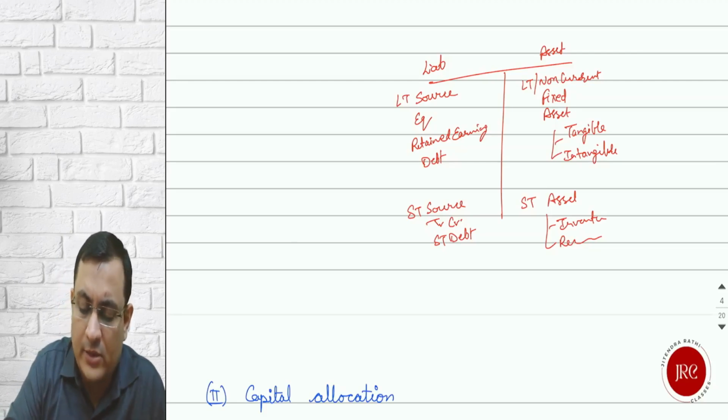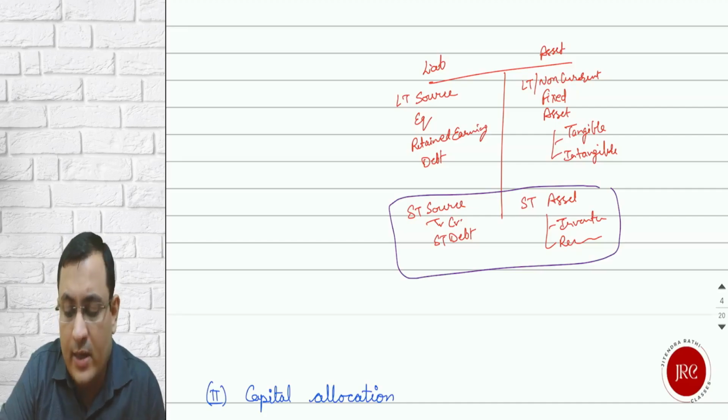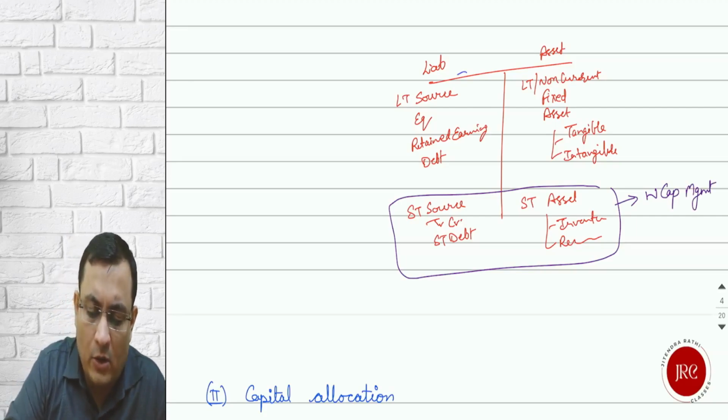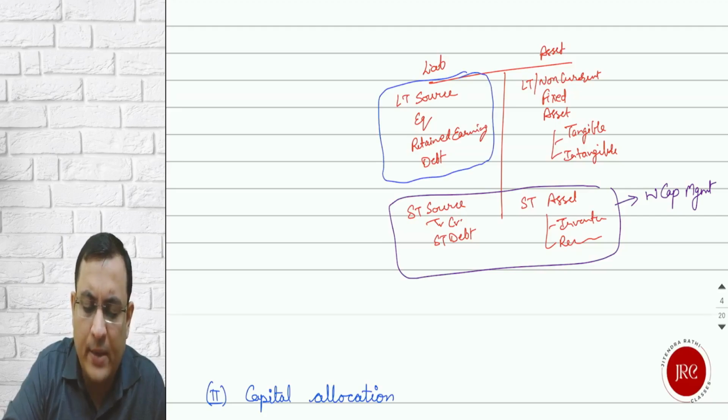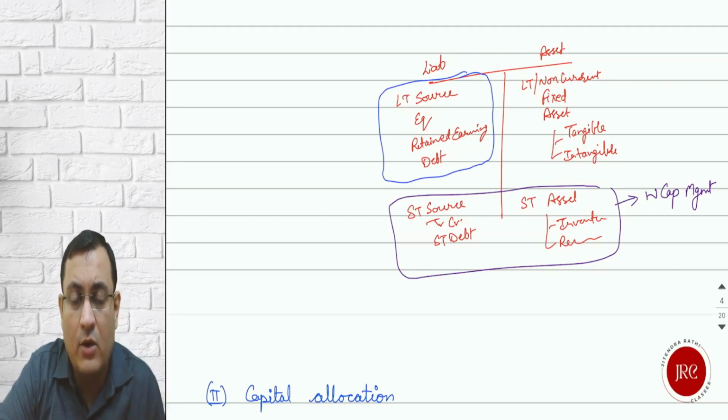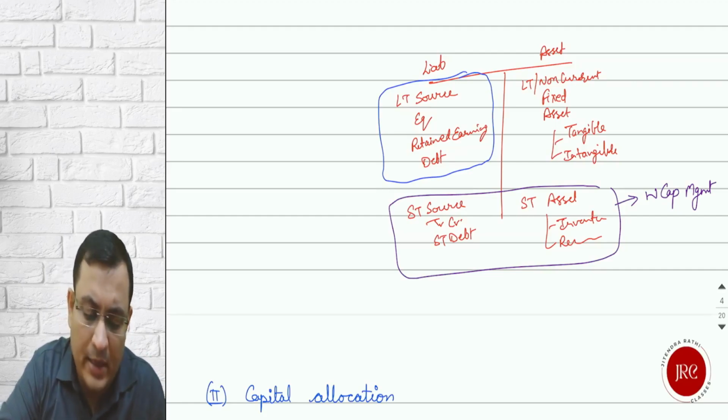The first part, which is related to short-term assets and short-term sources, is already covered in which topic? Working capital and liquidity management. The next part is your long-term sources decision making. What should the structuring be? What are the objectives of this structuring? This we are covering in capital structure.